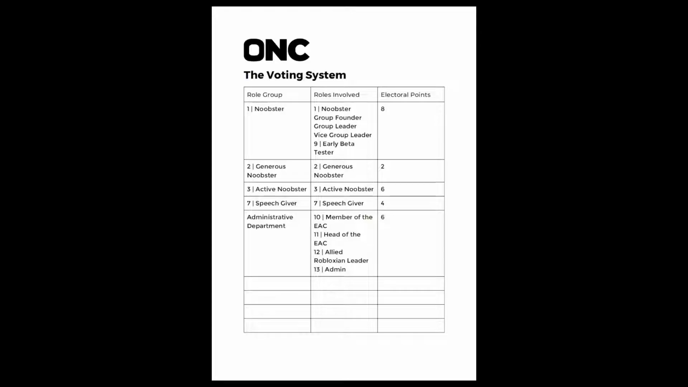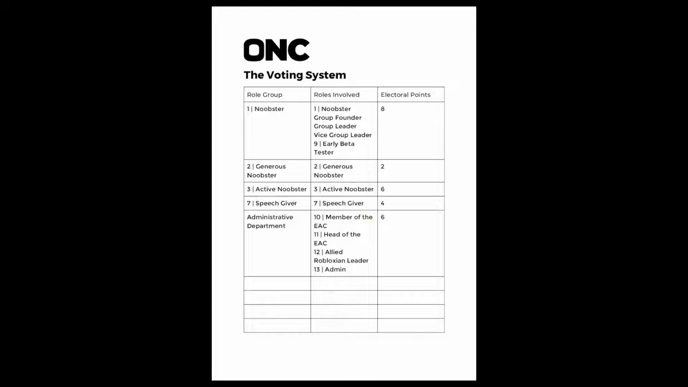So basically, let's say that hypothetically 2 members from the one noobster role or rank vote for candidate A, and then 1 member from the one noobster role votes for candidate B. In this case, candidate A would earn 8 electoral points, and candidate B would earn 0. This is because the majority of the people in the one noobster role voted for candidate A, and therefore candidate A receives all of the electoral points because they won the majority within that role group.